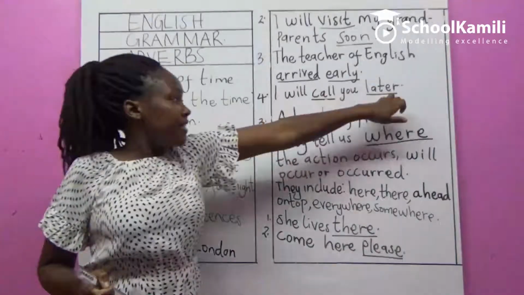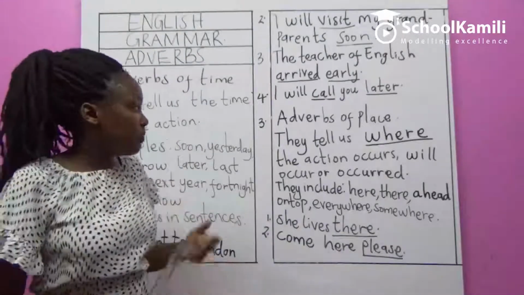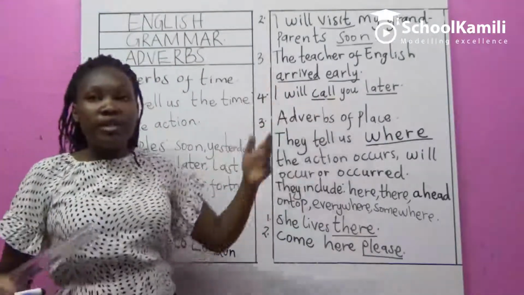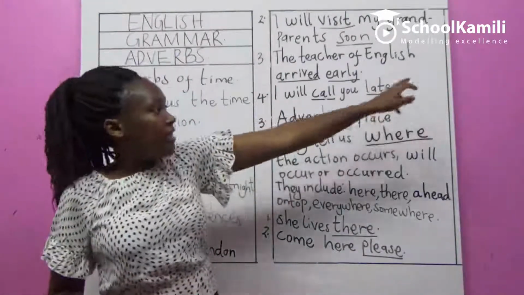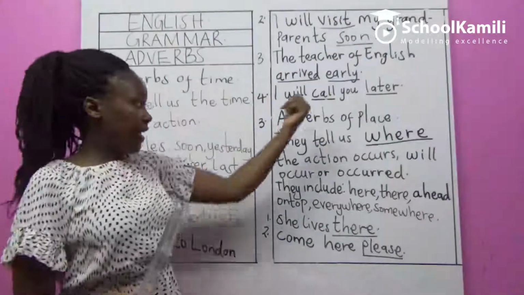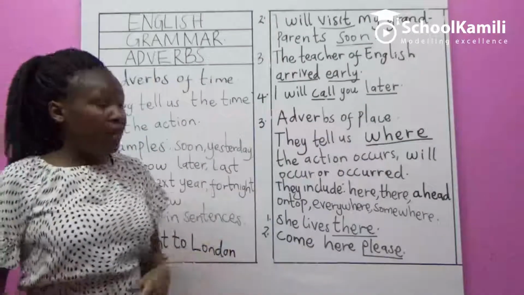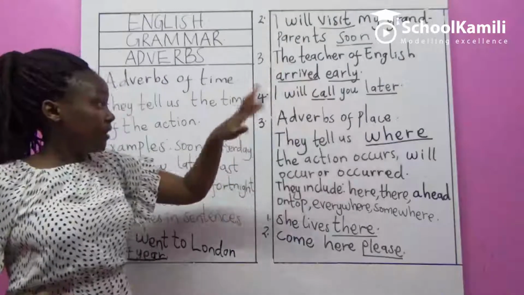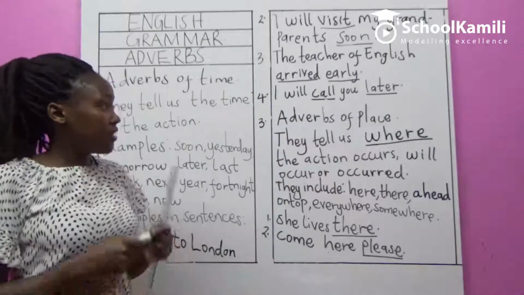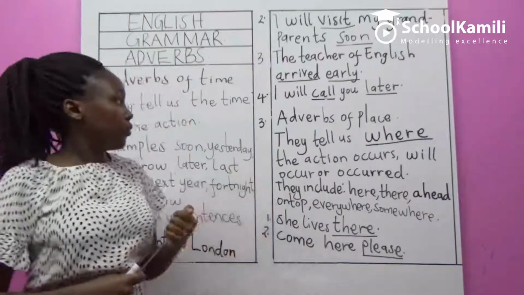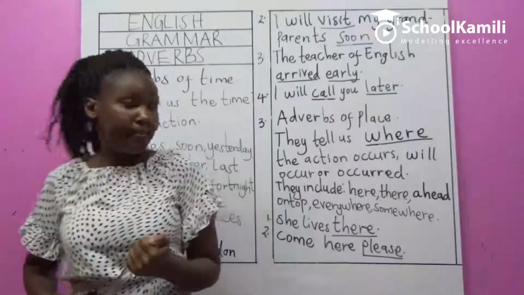So I will call you later. Call is the action. It is the main verb that is being done. We don't know if this I is a male or female. So later is telling us the time in which he or she did the action. So later is an adverb of time because it is telling us the time in which the action was done. So call is the action, then later is the adverb of time.